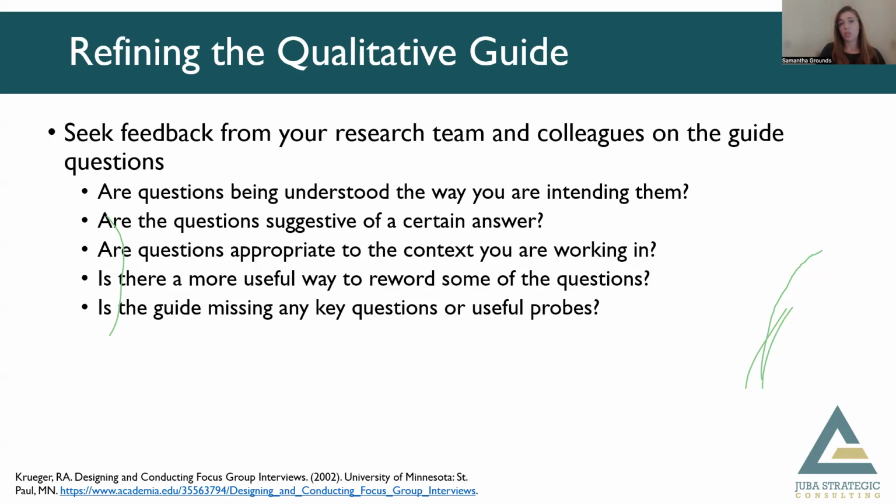For example, if questions aren't being received the way that you're intending them to, asking for feedback on how could we reword this? What could make this more simple and clear, easy to understand? And then, is the guide missing any key questions or useful probes? So just as we all came up with different ideas of probes, different ideas of questions, all great ideas, it's helpful to work as a team, get feedback, and really refine the qualitative guide. So that's a great practice as well.